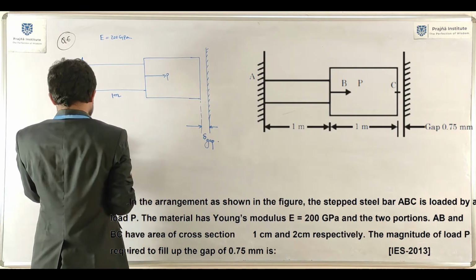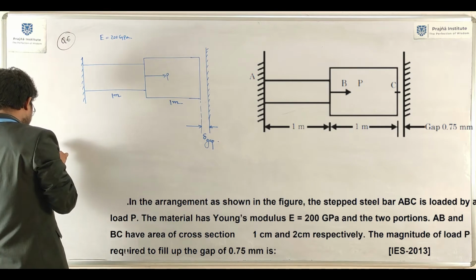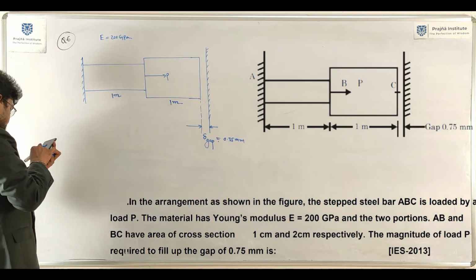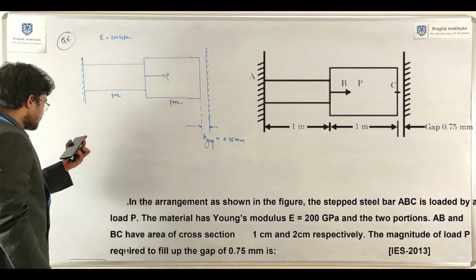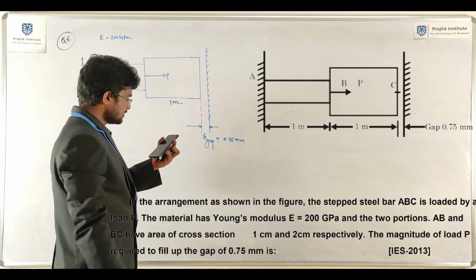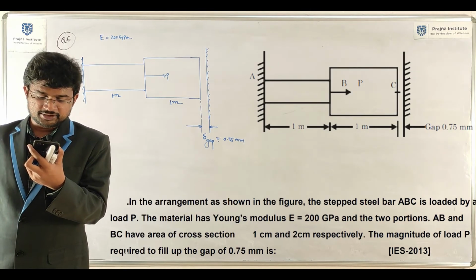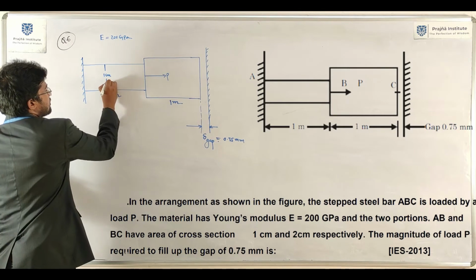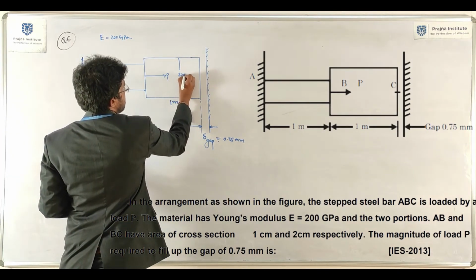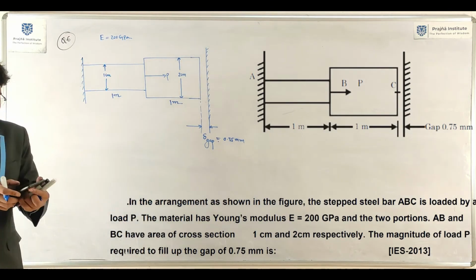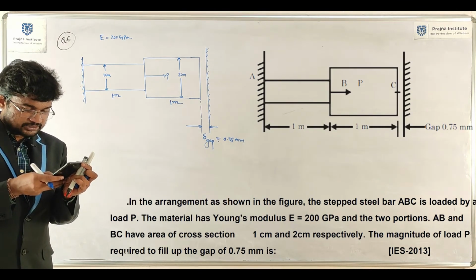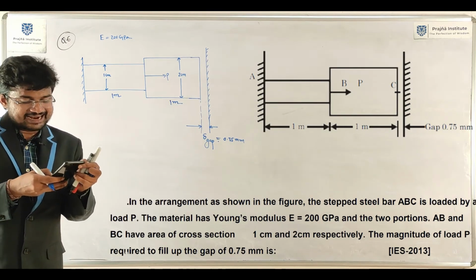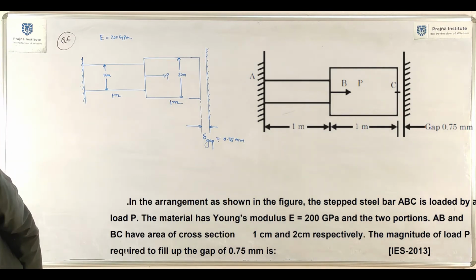Here it is 1 meter, and then it is 1 meter length. The delta gap is 0.75 mm. Now AB and BC have different cross sections, with diameters of 1 centimeter and 2 centimeters. Yeah, diameters are given. Now we need to determine the magnitude of the load P required to fill up the gap of 0.75 mm. They are asking us to calculate P just to fill the gap.